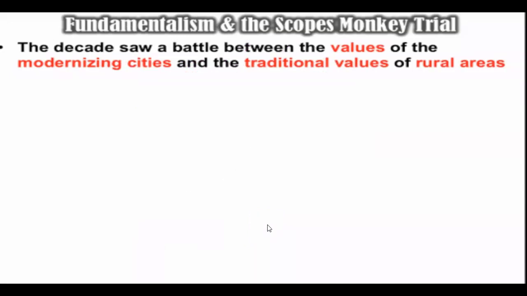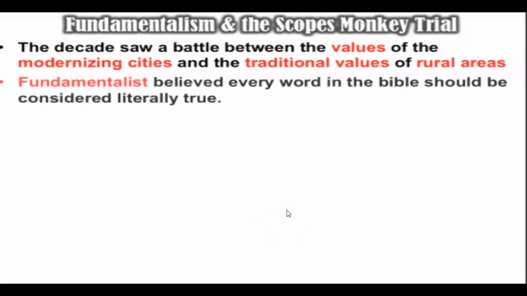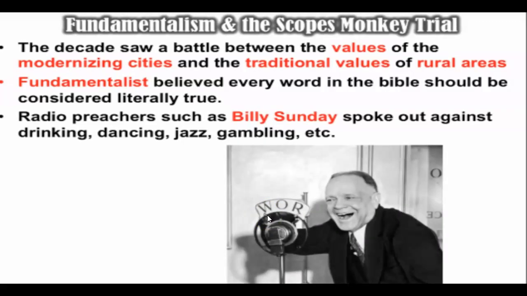Those kinds of issues came through with women in the 1920s. And then also another symbol, another famous trial that challenged the fundamental traditional values of the United States and American society was that of the Scopes Monkey trial. And the decade was full of this. This was ongoing, this battle between the values of modernizing cities versus the traditional values of the rural areas. You had people who were known as fundamentalists. Fundamentalists are people who believe that every word in the Bible is true and should be taken as literal truth.